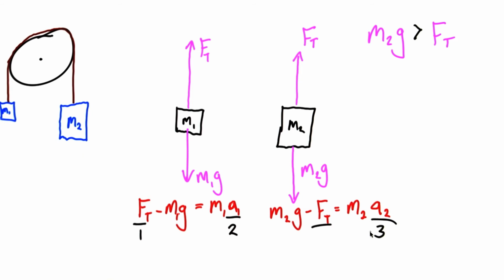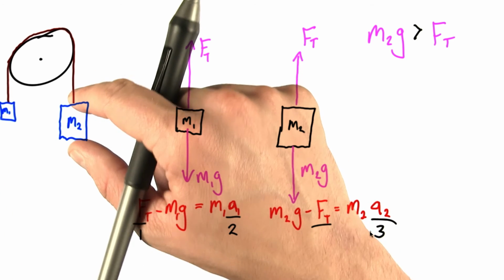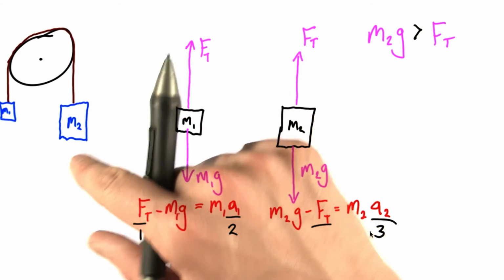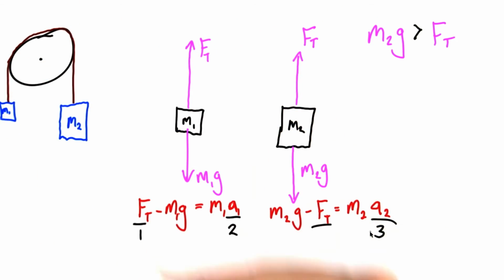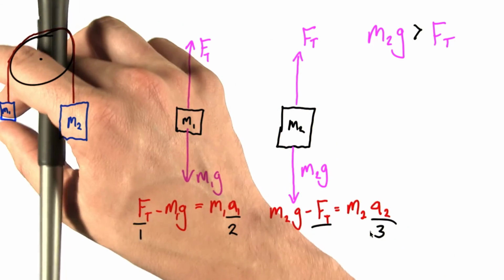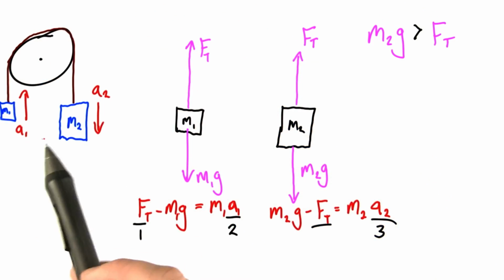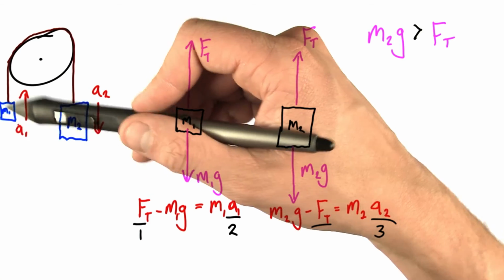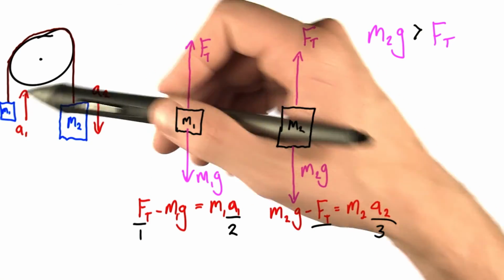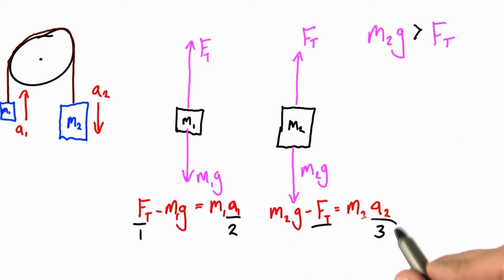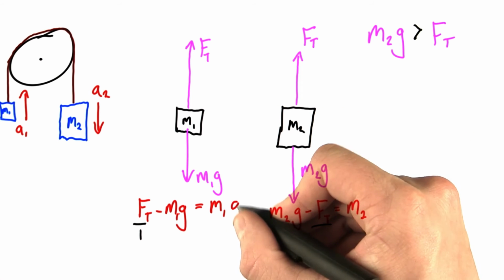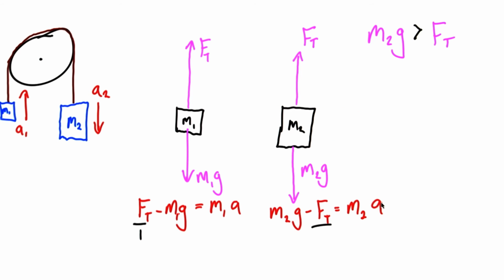But hey, I realized something. These blocks are connected by a string. Any motion downwards from this guy has to correspond to motion upwards from this guy. That means this acceleration has to be identical to this one. We've done something a little strange here where we've called acceleration on this side positive when it's up, and on this side positive when it's down, but that's okay, we can do that. So now instead of writing a1 and a2, I can just write a. We're almost there. We're almost at something very cool. Because now we only have two unknowns, and two equations can solve two unknowns.